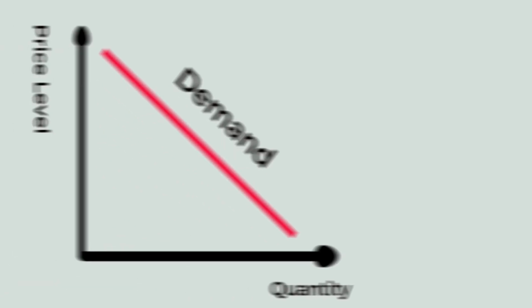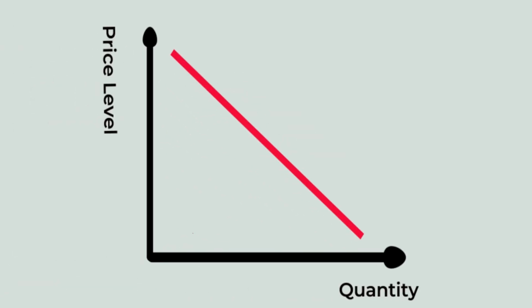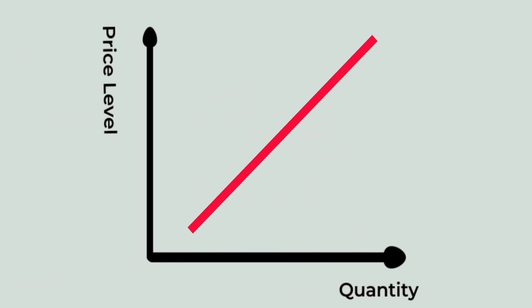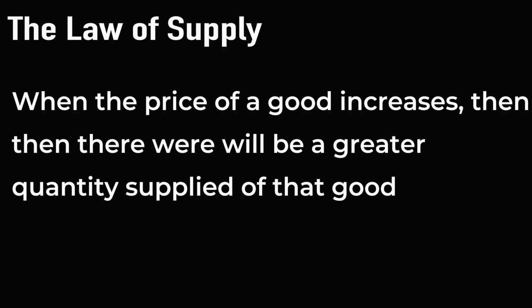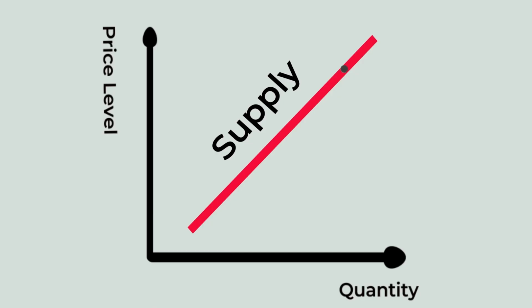Going back to our graph, we've already looked at demand, but now we can add a new line that goes this way. This is the supply line. This line corresponds with the quantity supplied at different price levels. Like the law of demand, which states that at a lower price level there is more demand, the law of supply states that when the price of a good rises, then there will be an increased supply of that good in the market. We can see this relationship play out on our graph.